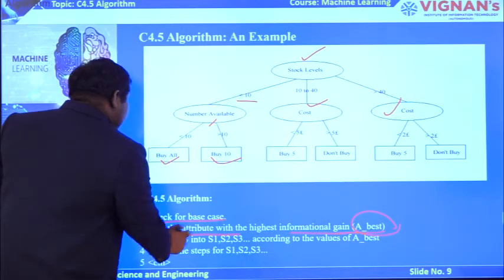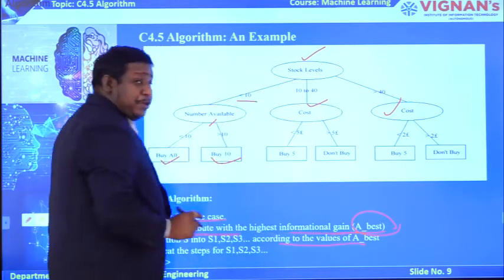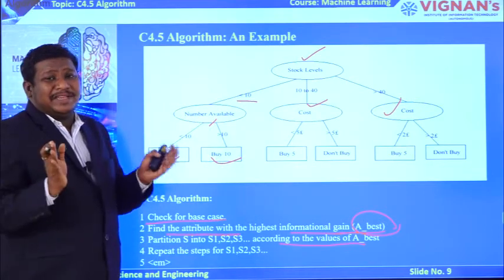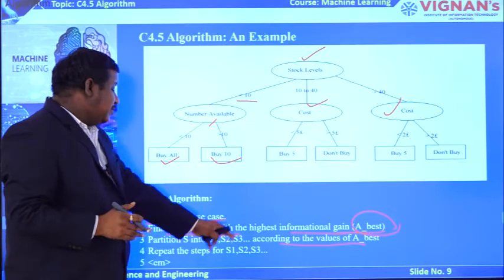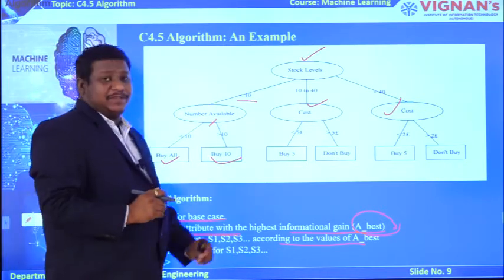Then partition S into S1, S2, S3 according to the values of A best. So, based on this information gain and the best attribute, you are going to partition this S set into subsets S1, S2, S3. Then repeat the steps for S1, S2, S3.